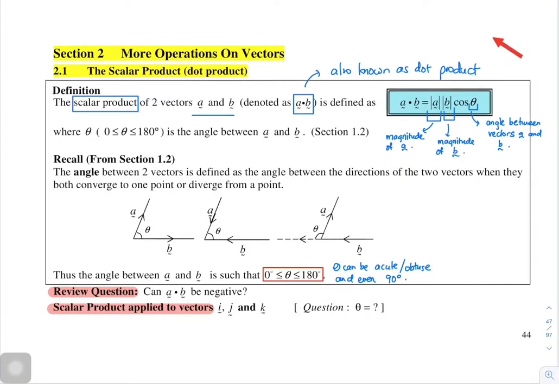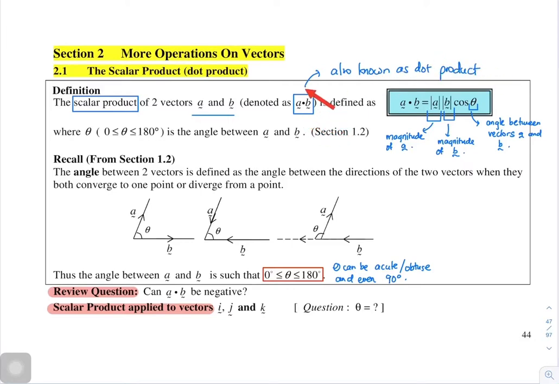Alright, in section 2 we're going to look at more operations involving vectors. In this section we're going to look at the scalar product, or what we call the dot product. Now when two vectors undergo scalar product, for example if I have two vectors A and B, the scalar product of A and B is denoted by A dot B. This is also known as the dot product.